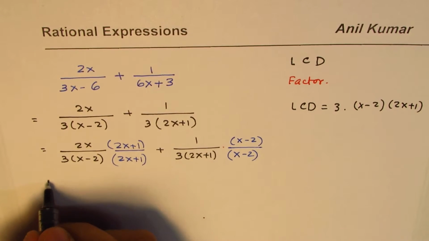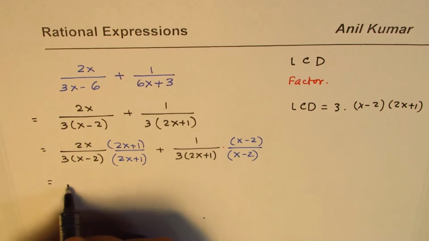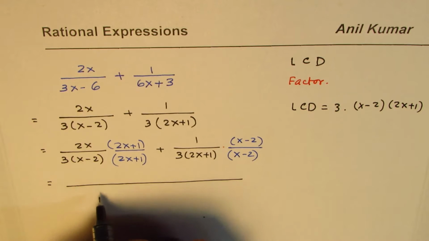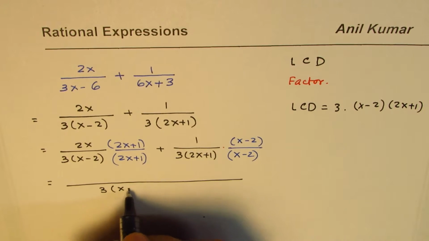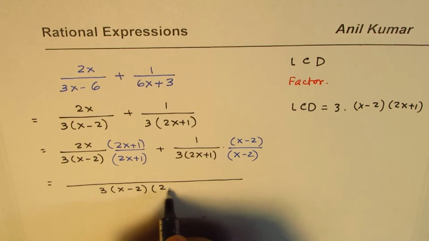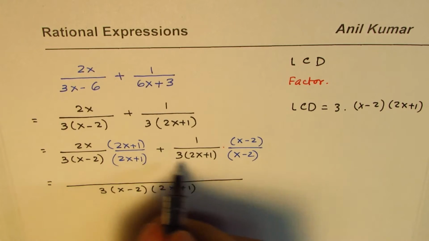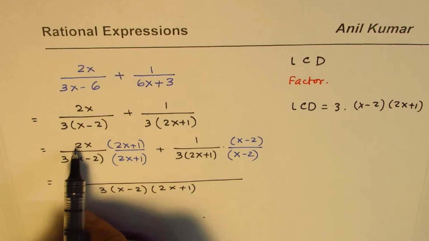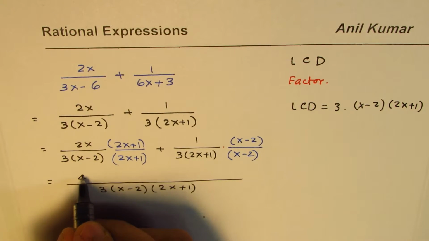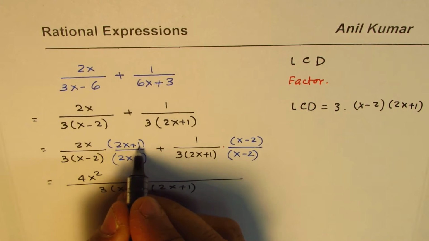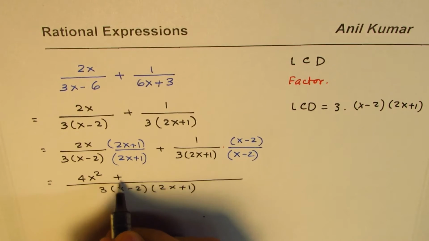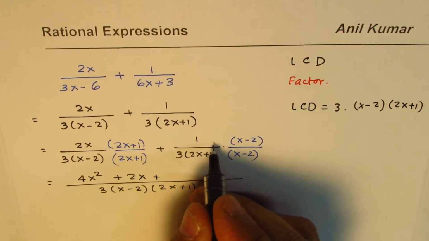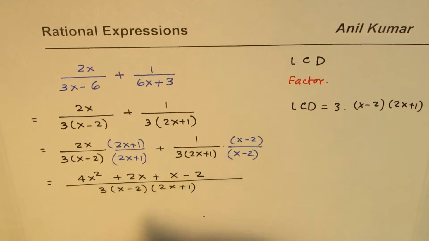Now we can add and subtract the numerators. So in the denominator, we have the term 3 times x minus 2 times 2x plus 1. Is that correct? For both. Let us expand the numerators. For the first one, 2x times 2x is 4x squared. 2x times plus 1 is plus 2x. And in this case, we get x minus 2.